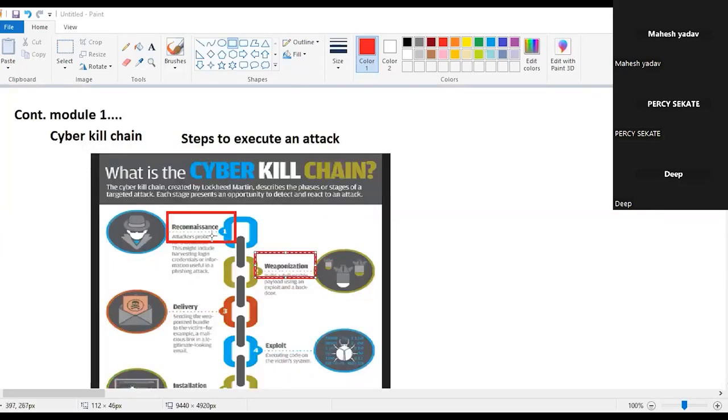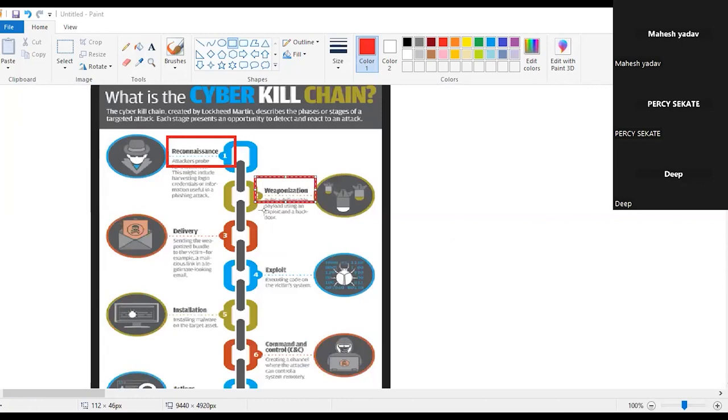So again, reconnaissance is the first step. It is a step of gathering information about the target. Second step is the weaponization. The attacker develops a customizable payload and then delivers it via phishing, SMSing, or emailing. Okay, whaling. There are lots of social engineering attacks they might execute to deliver their payload.